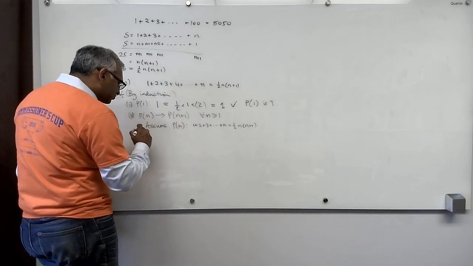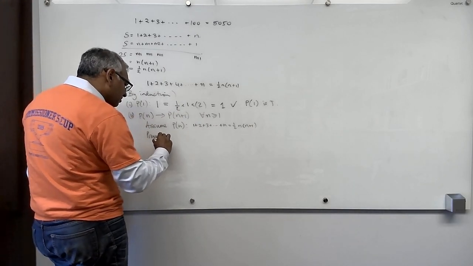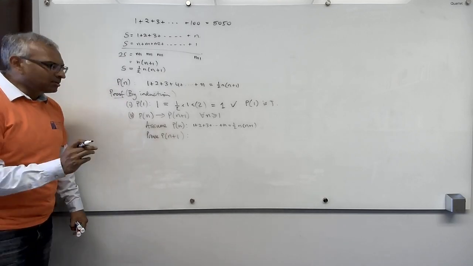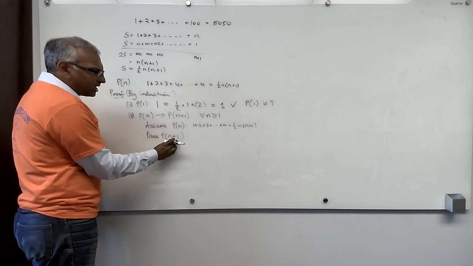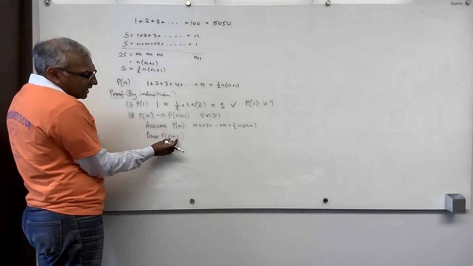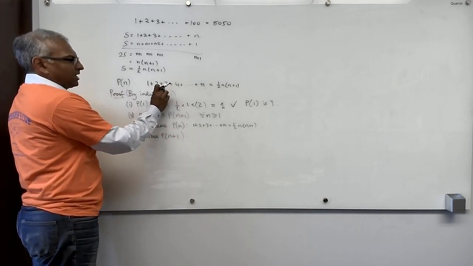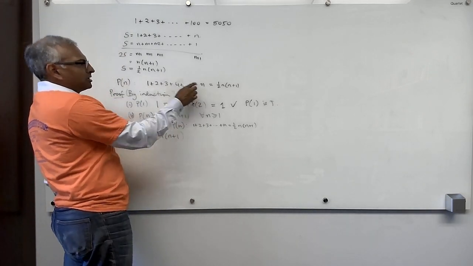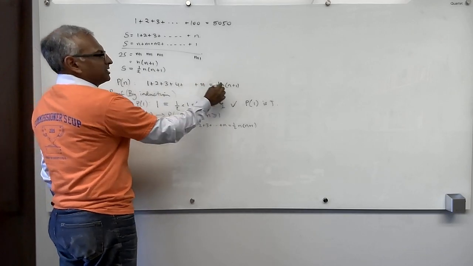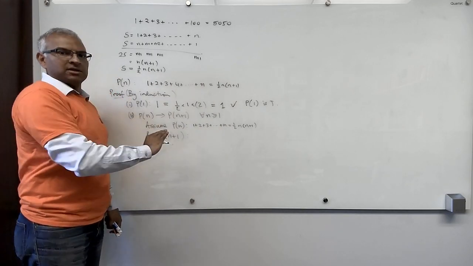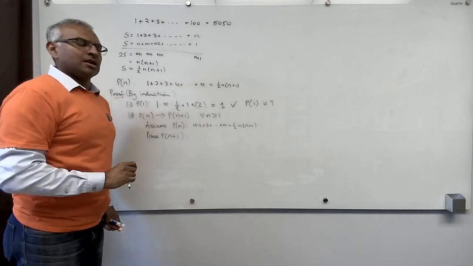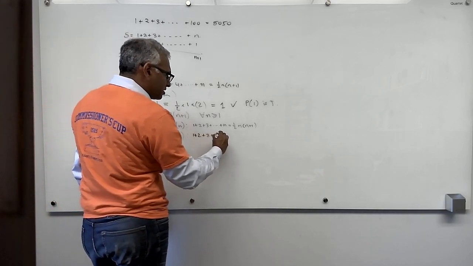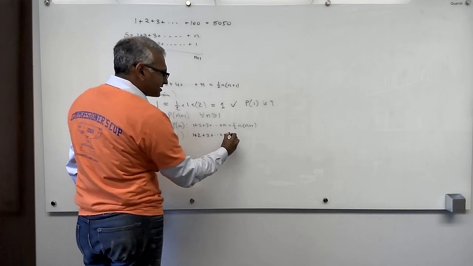We have to prove P of n plus 1. Now, it's tricky because you need to figure out what this claim is, and you have to be careful in plugging n plus 1 into the claim. So this is the claim, 1 plus 2. See here, n appears here, n appears here, n appears here. And wherever n appears in the claim, we have to replace it with n plus 1. So this is the claim: 1 plus 2 plus 3 plus up to n plus 1.